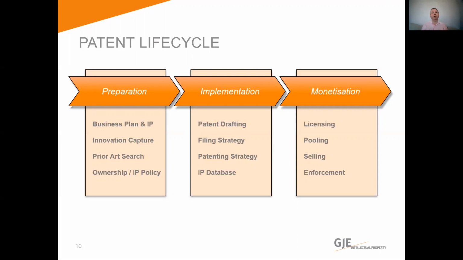In this part, we're going to look at the implementation phase. This includes processes and strategies used to generate registered patent rights. The final section, which we'll explore in part three, looks at monetization. At the end of the day, that's what it's all about. We're going to discuss the common ways to generate revenue from your IP to make it work for you.